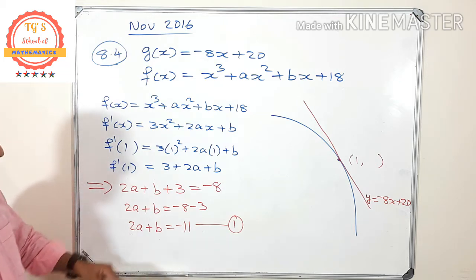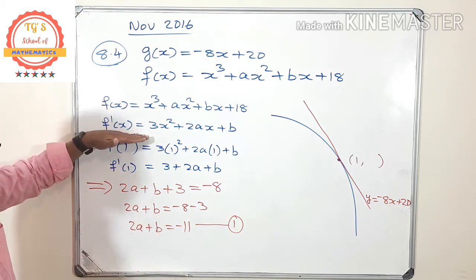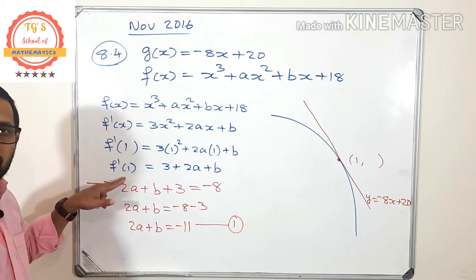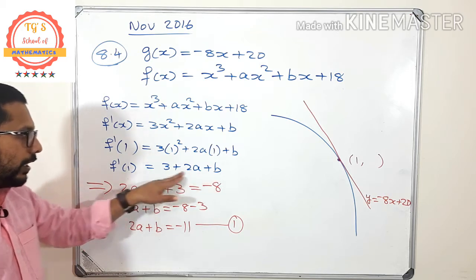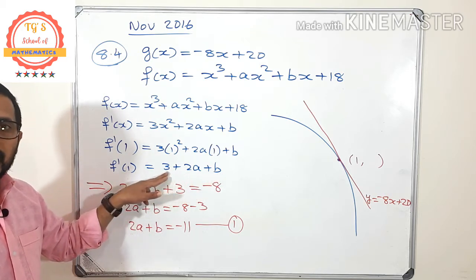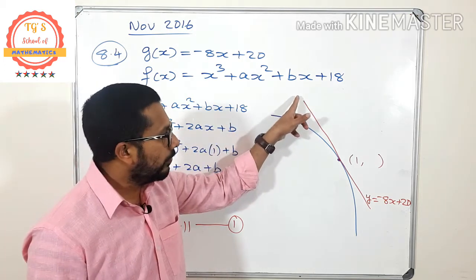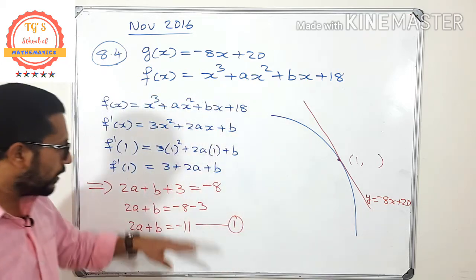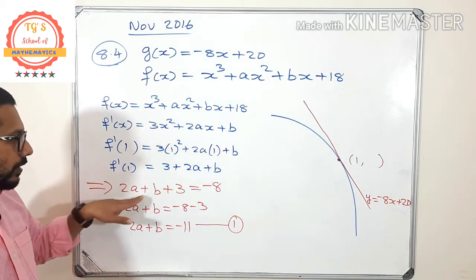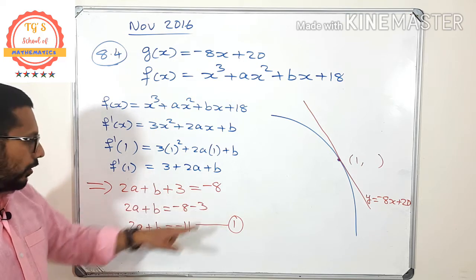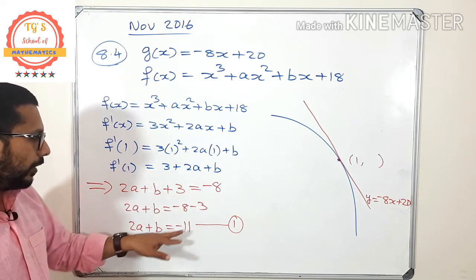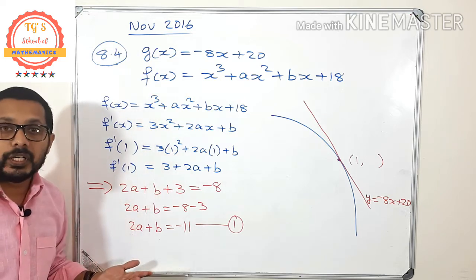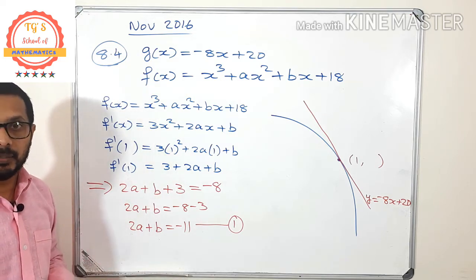Okay, so first you find the first derivative, then in that derivative you substitute the value of x as 1, and what you are supposed to get here? You are supposed to get the gradient. But in the question we know that the gradient of the tangent is minus 8. So it means that 2a plus b plus 3 is the same as minus 8. So from there we got 2a plus b is equal to minus 3. Okay, now but still we didn't get the value of a and b. Am I right?